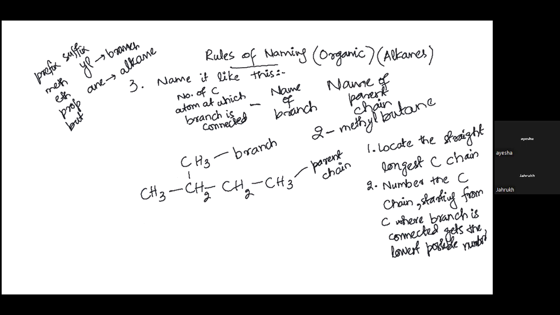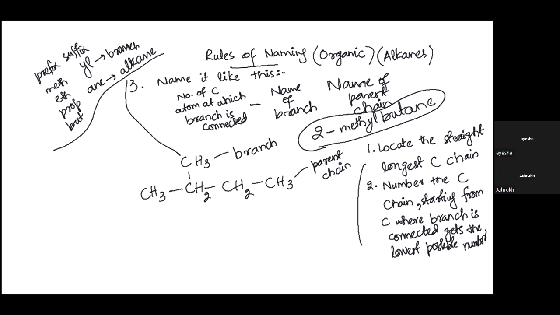So 2 represents that on the second carbon atom we have the branch. Meth represents the branch has 1 carbon atom. Il represents the suffix of the branch. But represents that there are 4 carbon atoms in the parent chain, and ane represents that all those 4 carbon atoms are singly bonded. So every single part of this name actually gives us the idea of the entire structure. If you follow these rules for the names and these prefixes and suffixes for how to put the words together, then you're going to get the name right every time.